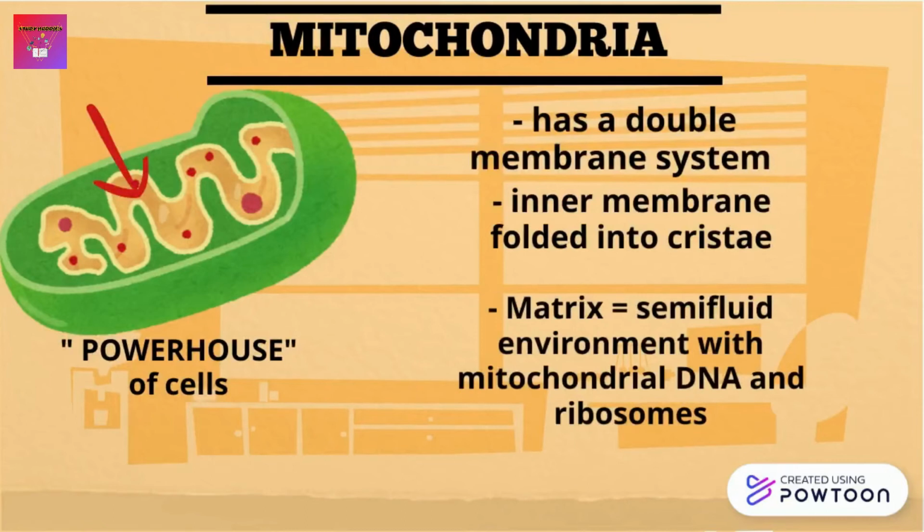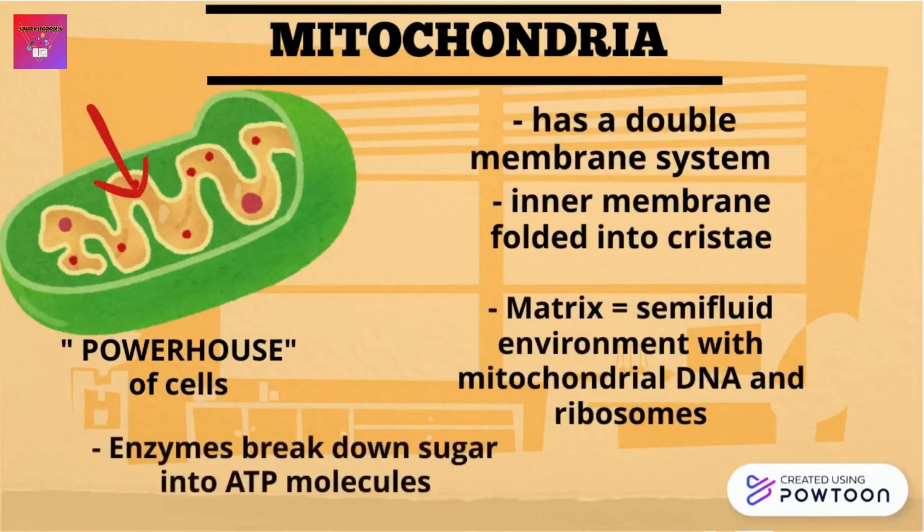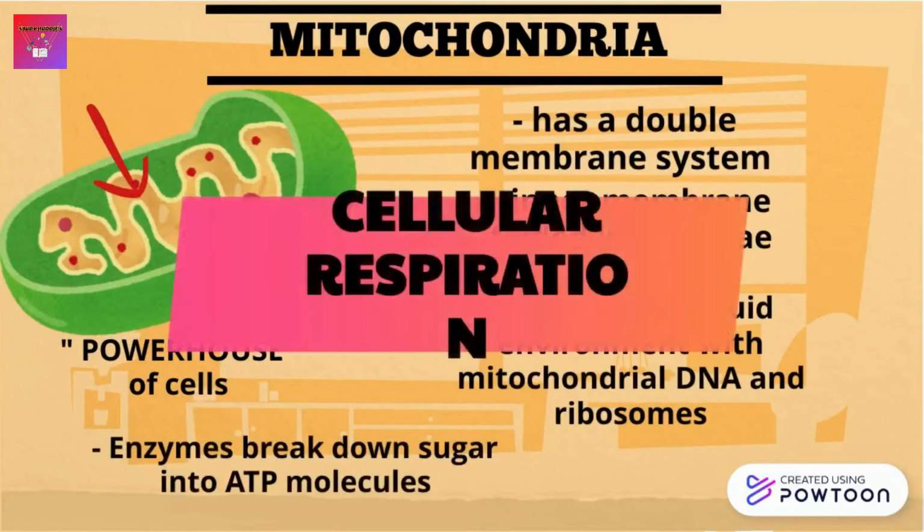The cristae is folded in order to maximize the surface area for reaction to occur. The enzymes in the mitochondrial matrix break down carbohydrates and other nutrients to release energy in the form of ATP molecules. This process is referred to as cellular respiration.